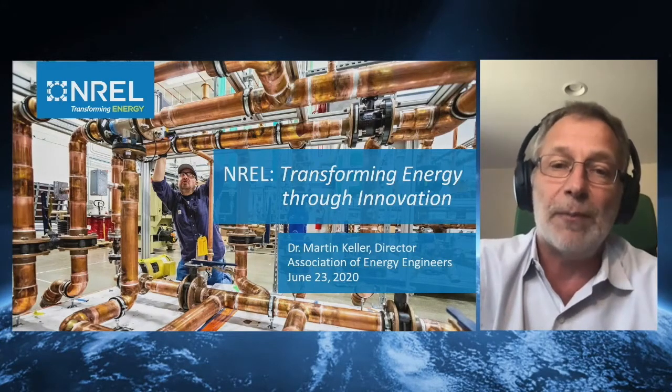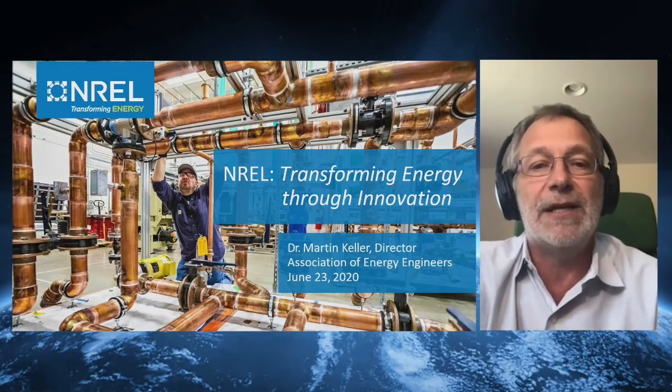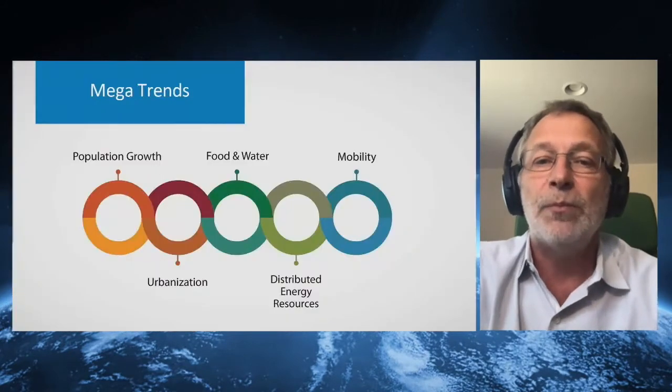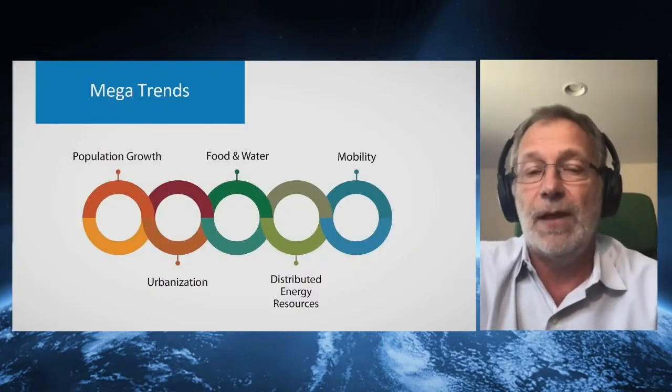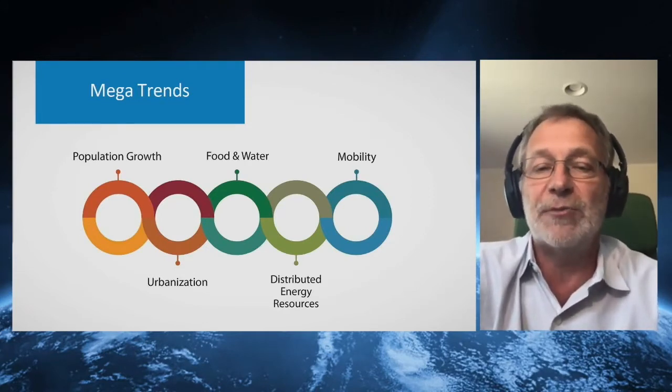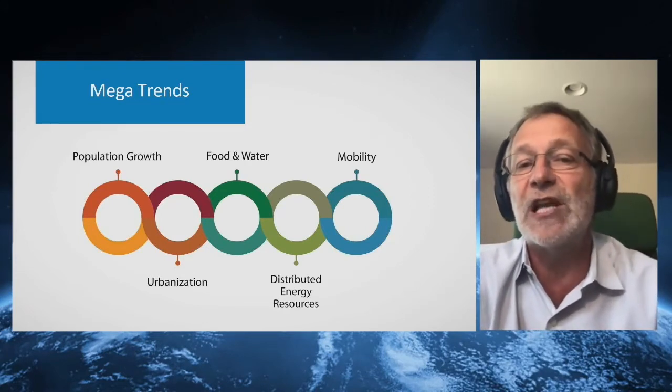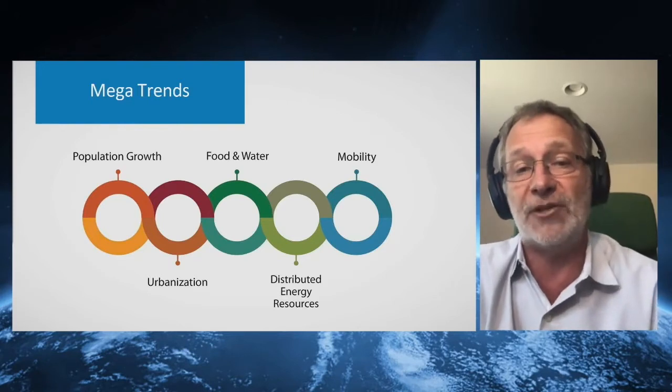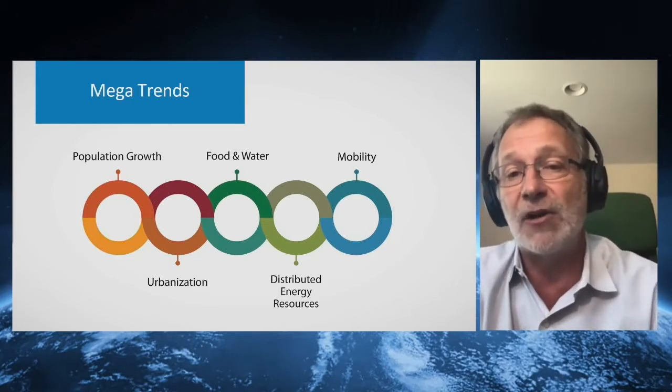So where are we on our planet? You all have heard about these big megatrends. We're talking about population growth, urbanization, food and water, distributed energy resources, mobility, just to name a few of these so-called megatrends. These are trends which are impacting our whole planet.